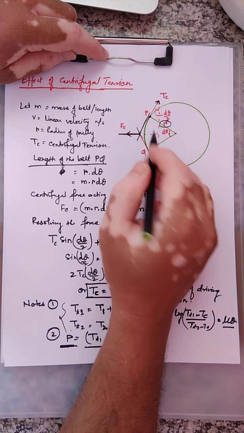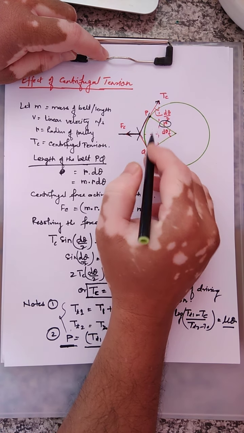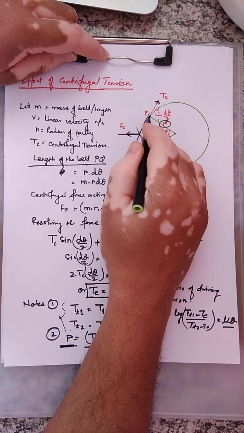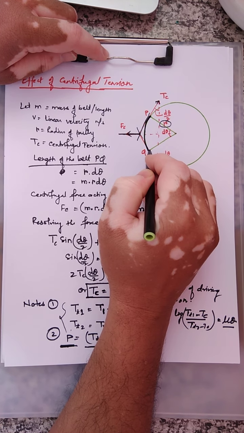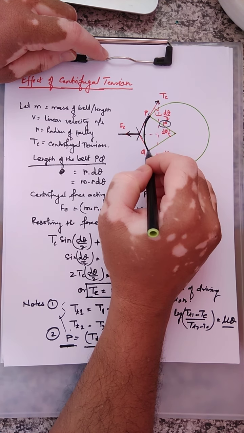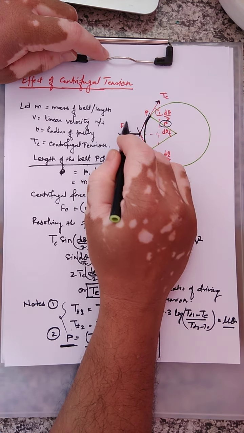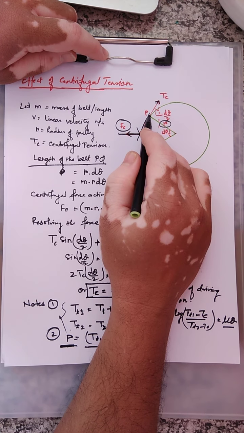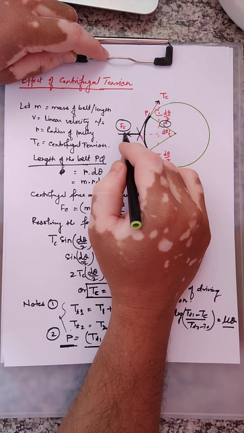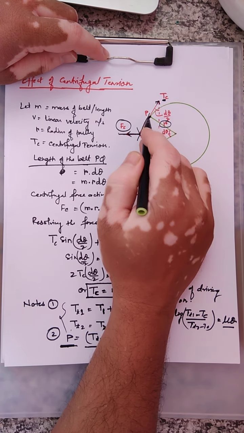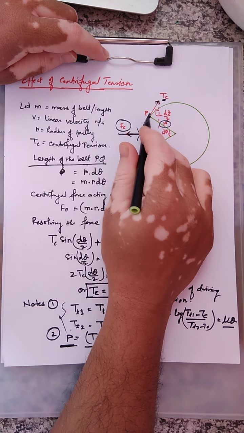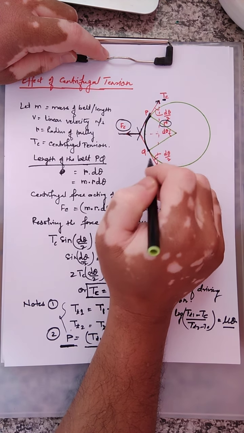Now let us consider a strip PQ. This is the area from P to Q. Let us consider this portion and we will analyze the effect of centrifugal tension from P to Q. Now I have shown the centrifugal force. Since tension acts tangentially to the centrifugal force, so Tc in this direction and Tc in this direction, and it acts tangentially at P and Q.